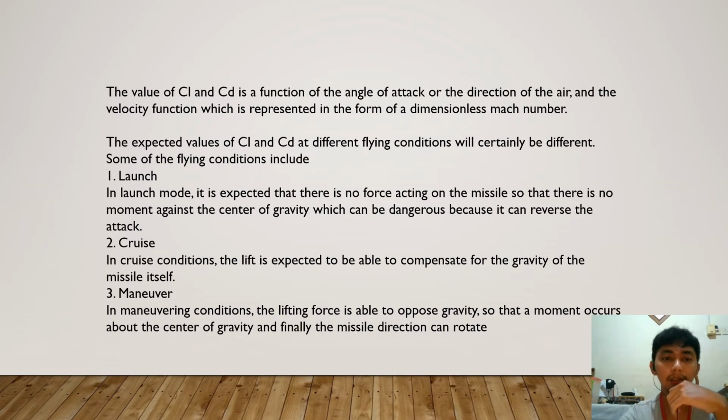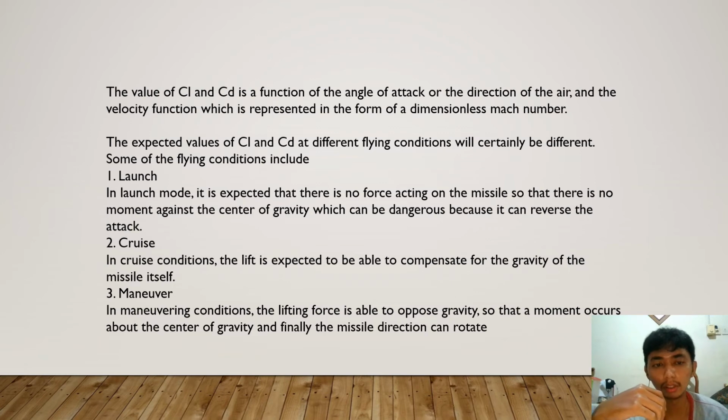So the value of CL and CD is a function of angle of attack, or we can say the direction of air, and the velocity, which is represented in the form of a dimensionless number called Mach number. The expected value of CL and CD at the different flying conditions will certainly be different.